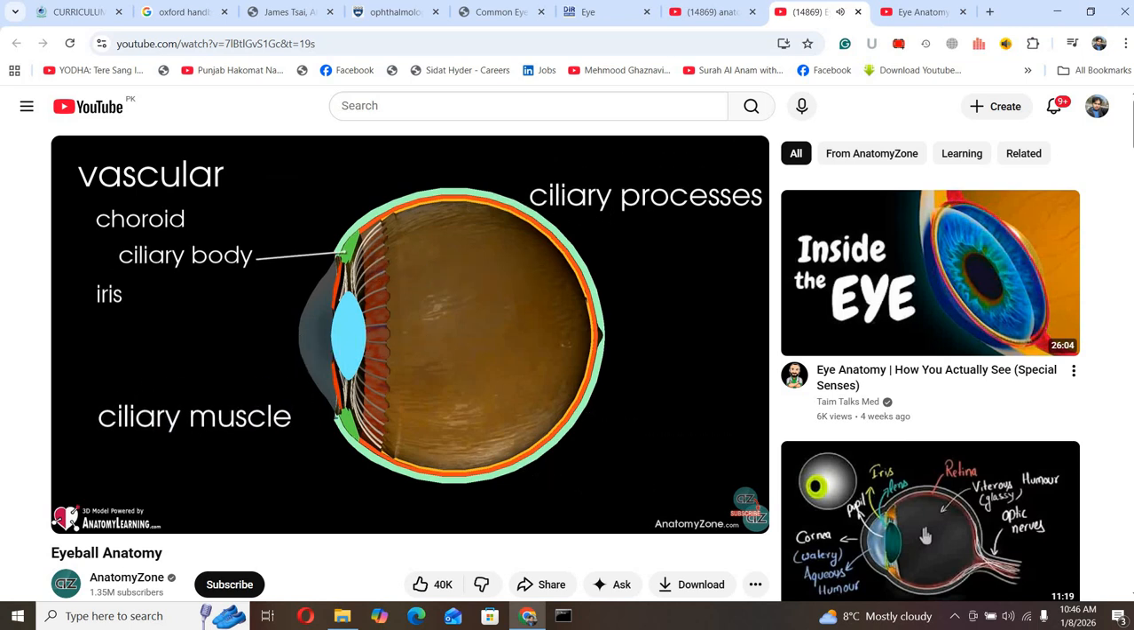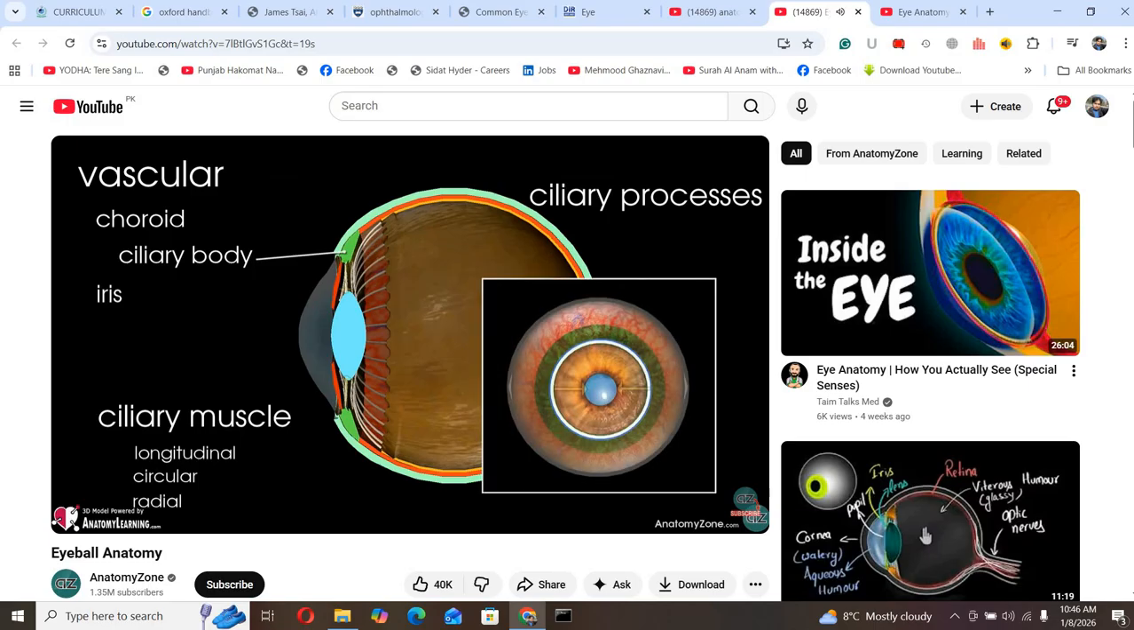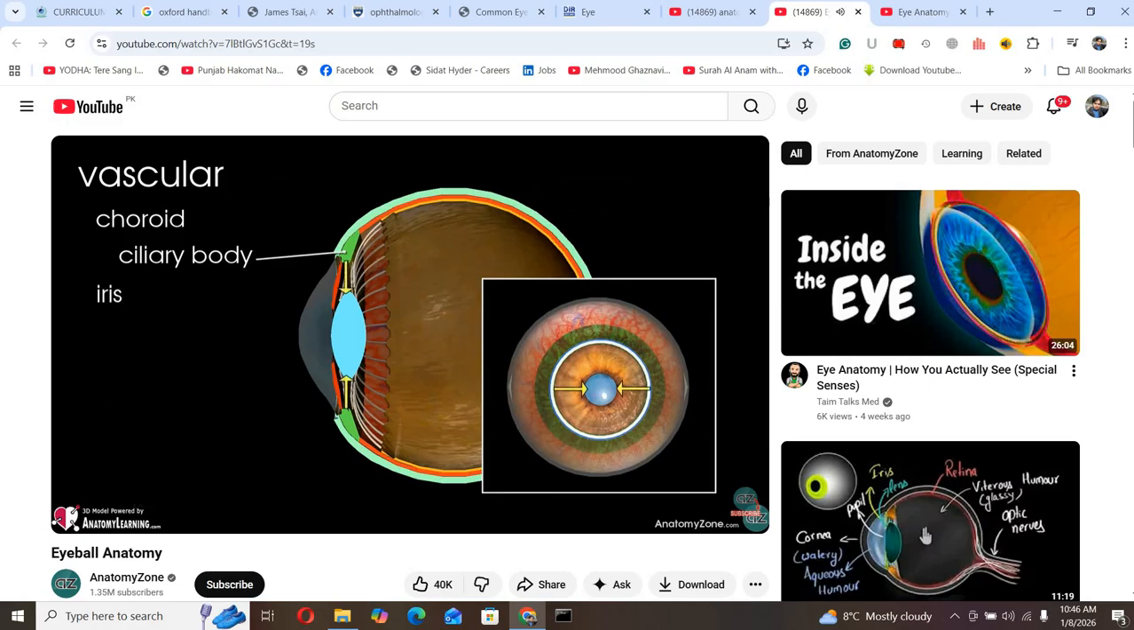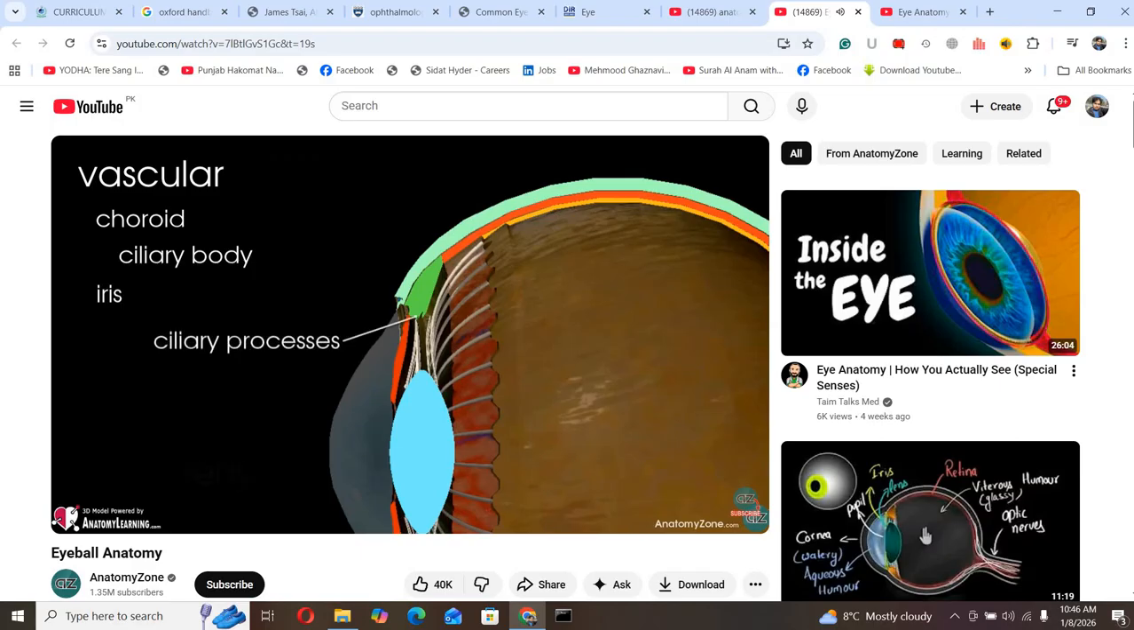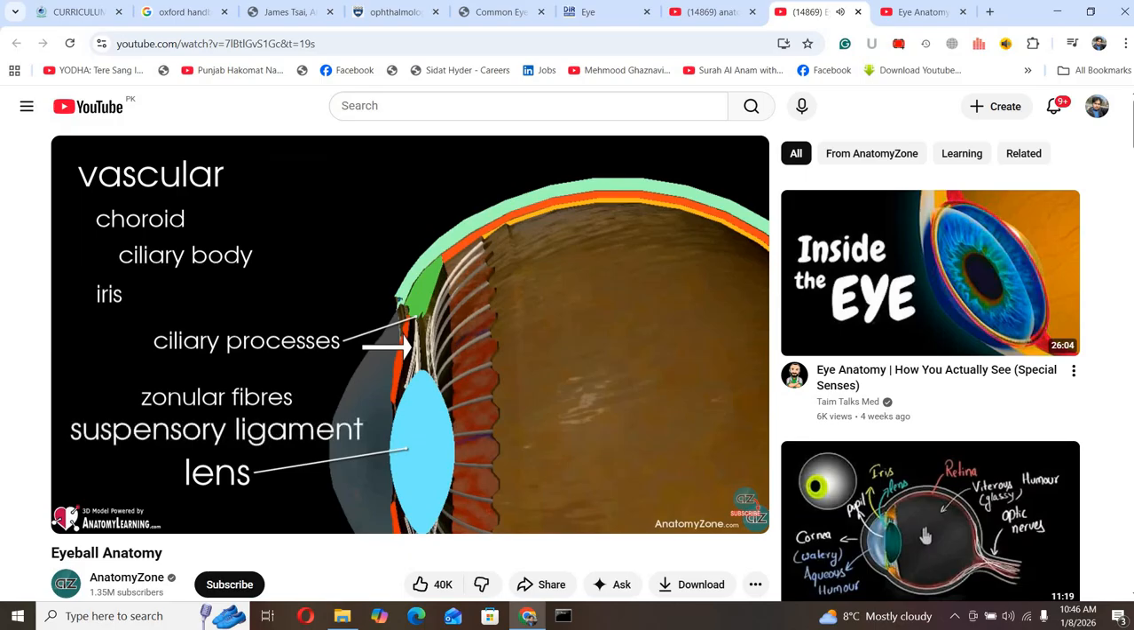The ciliary muscle consists of a collection of smooth muscle fibers arranged in three orientations: longitudinal, circular, and radial. When these muscles contract, the diameter of the circular ciliary body reduces in size. Projecting from the surface of the ciliary body are the ciliary processes. These attach the lens to the ciliary body via these fibers, which you can see here, known as zonular fibers. Collectively, the zonular fibers form the suspensory ligament of the lens.